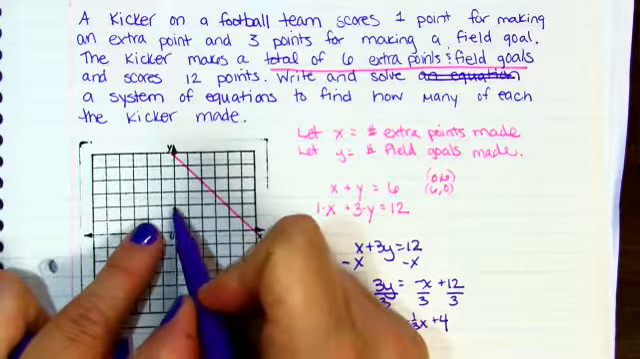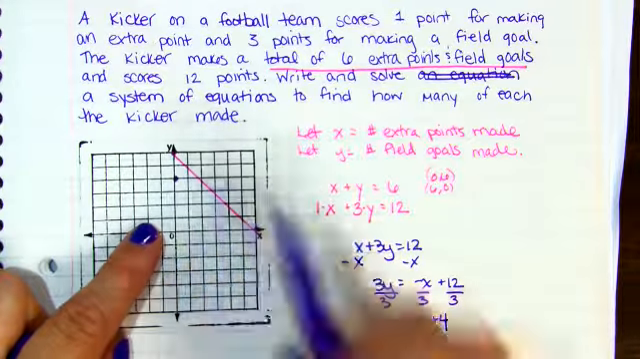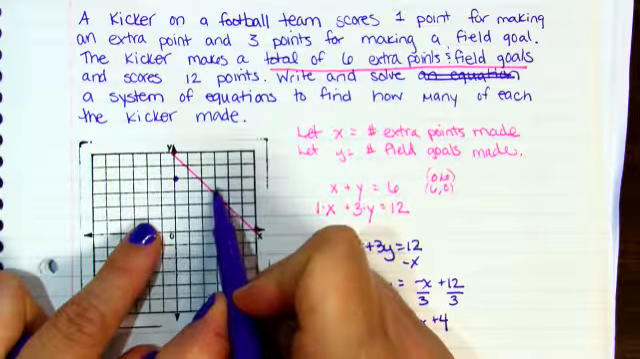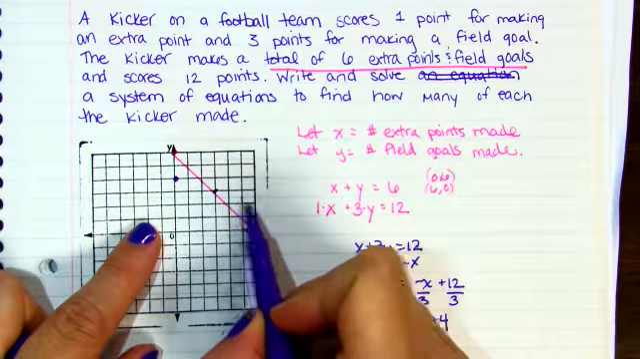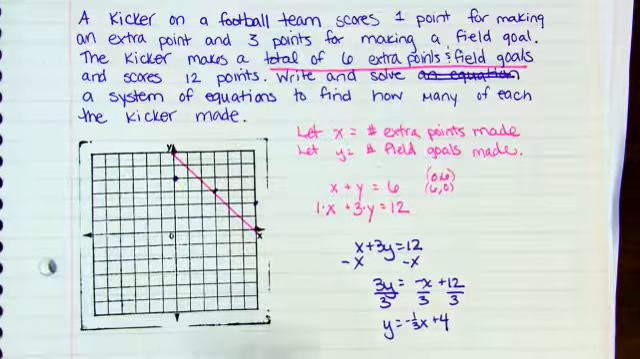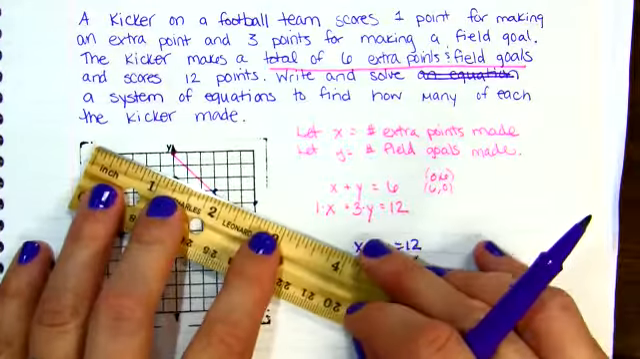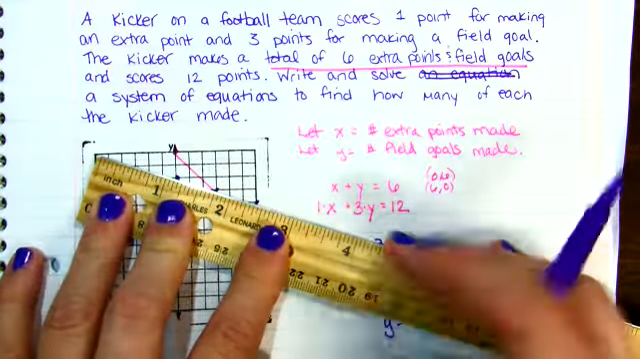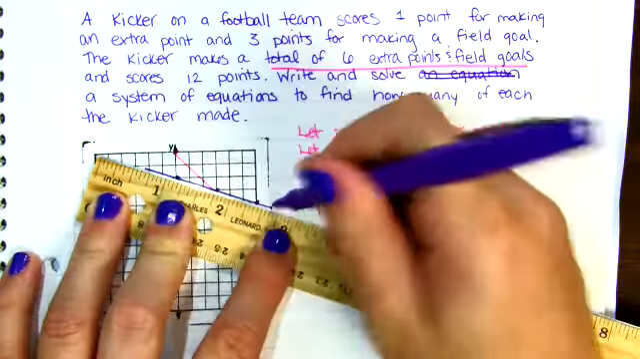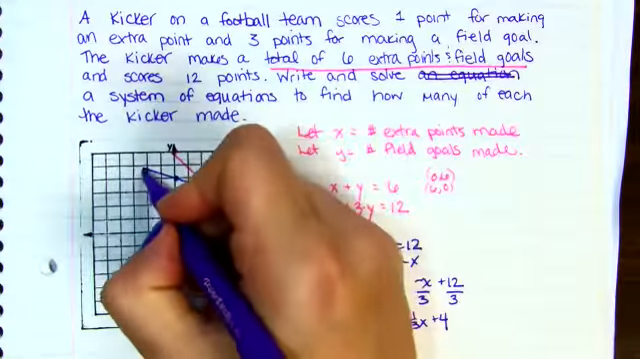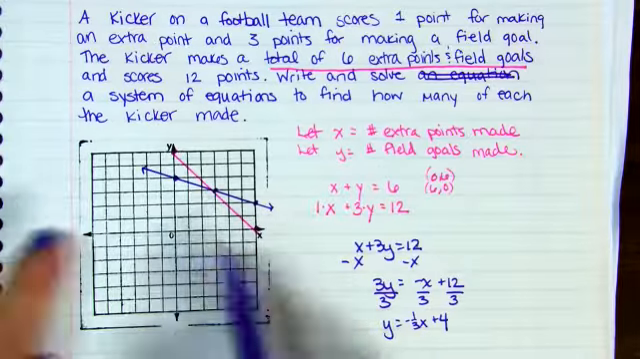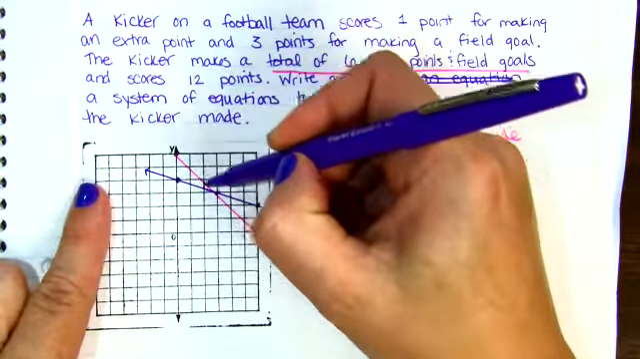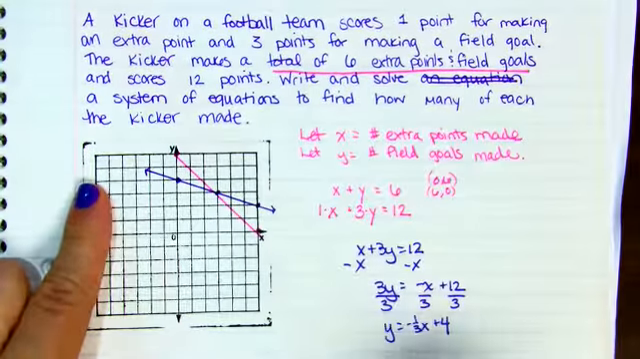So I start at 4, 1, 2, 3, 4. And I'm going to go down 1 over 3. Down 1 over 1, 2, 3. Down 1 over 1, 2, 3. So luckily my intersection is on this graph, otherwise I'd have to make a bigger graph. Okay, so there is the graph of my second line. So this line is representing the combinations of points possible. This line is representing the combination of number of kicks possible.